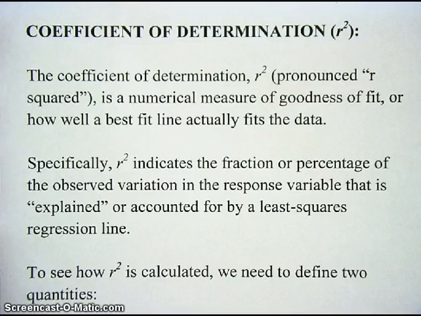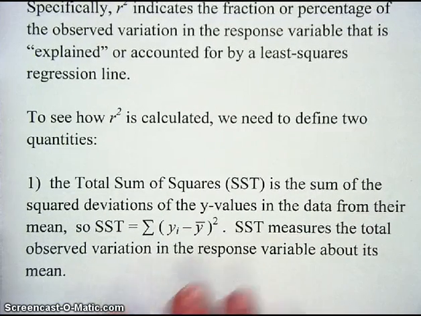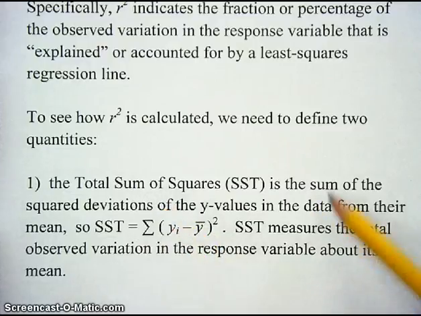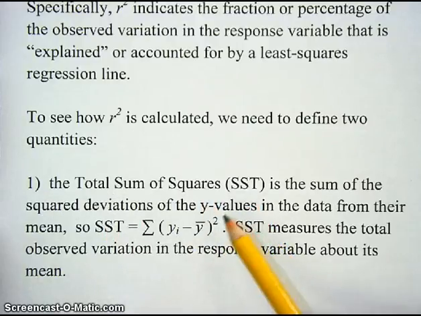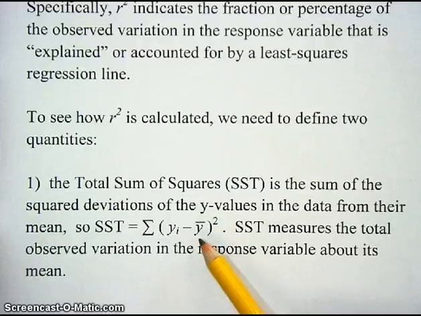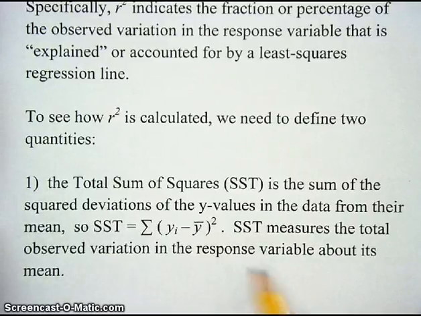Now, to calculate this, it's not too difficult. It's tedious to do by hand, but it's not too difficult conceptually. We calculate first the total variation in the y variable about its mean. And the way we do that is we generate this total sum of squares, or SST. We take the deviation in each y value from the mean of all the y values, and then we square that deviation. Then we add up the sum of the squared deviations, and that's what the SST is. This measures the total observed variation in the y variable about its mean. So that's what we're trying to explain with the line.